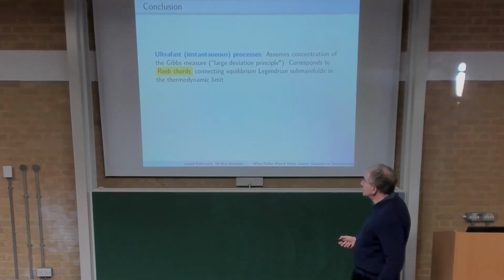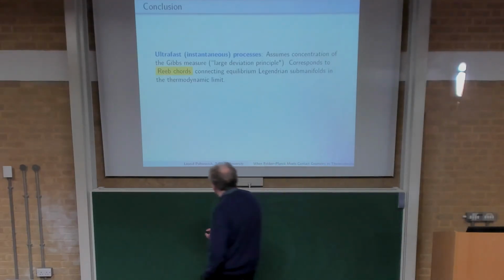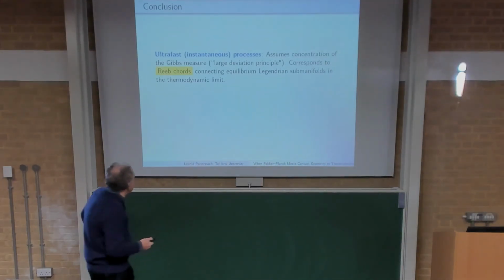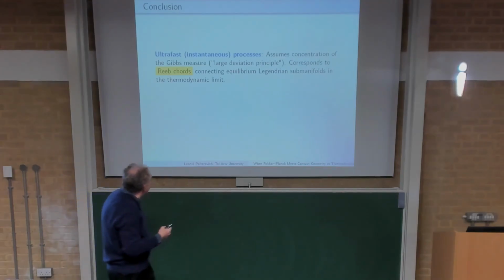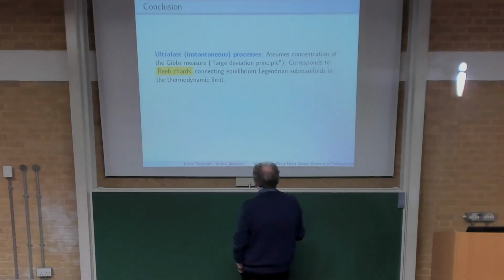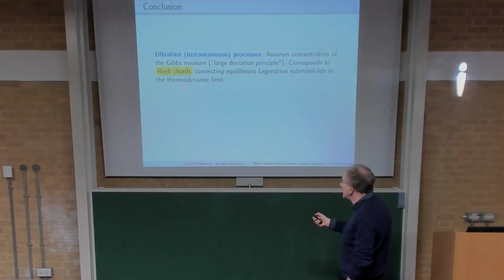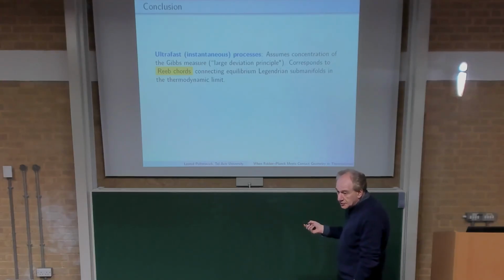So here is a conclusion of this part. For ultra-fast instantaneous processes, where we assume concentration of the Gibbs measure, the large deviation principle, it corresponds to Reeb chords connecting equilibrium Legendrian submanifolds in the thermodynamic limit, right? So this is the new finding of our work with Entov and Rizhik.